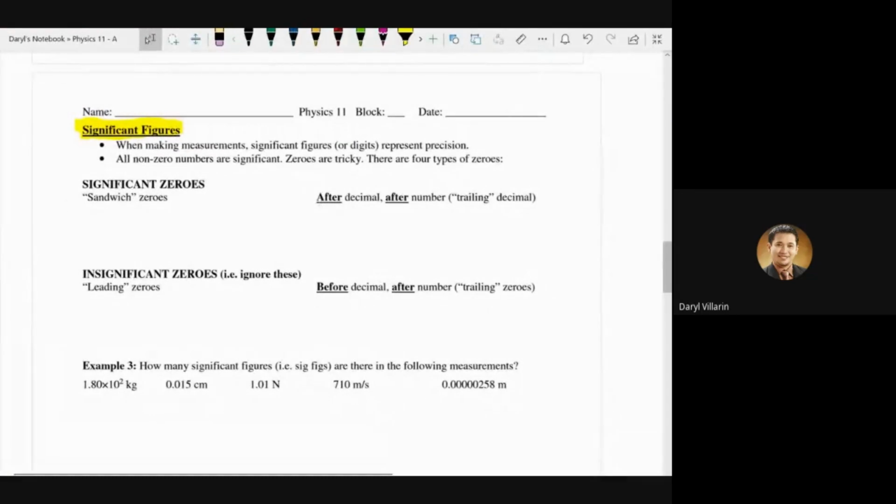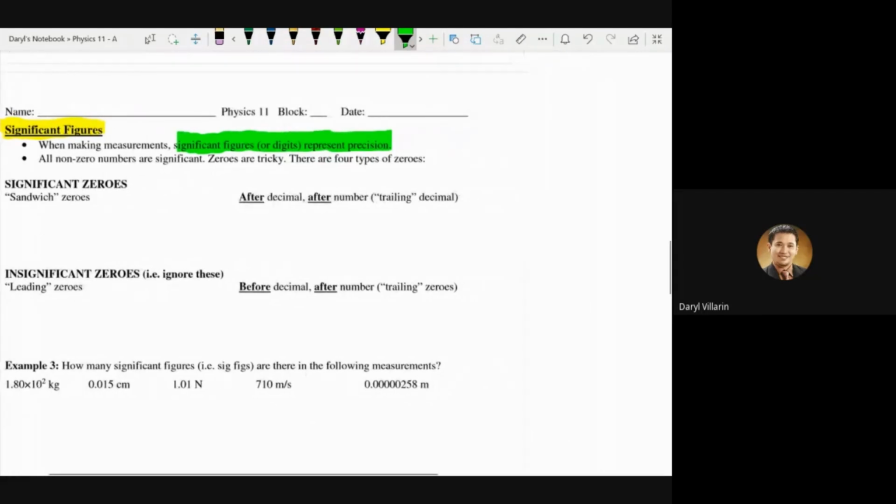When making measurements, the number of significant figures in your measurement represents the precision. It's not accuracy, but the precision of your particular instrument. So let's take, for example, your common ruler.